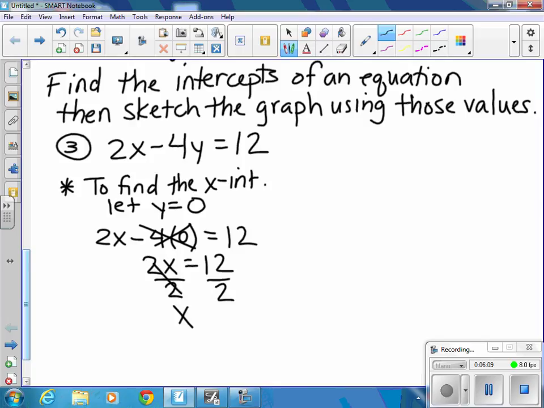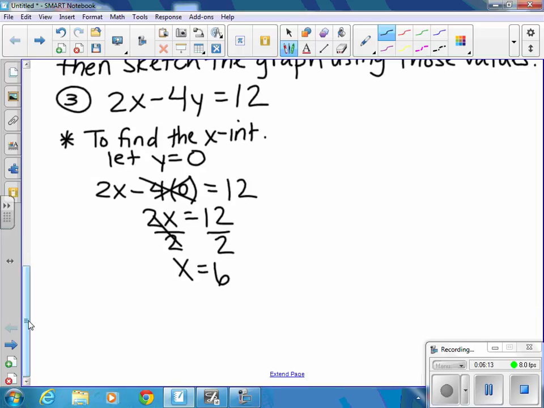Now it's going to say x equals 6, but we know you can't write x equals 6. You either have to write x-int equals 6, or at this point it's probably a lot quicker and easier to just write it as your ordered pair. Okay? Your x value is 6. The y value that you plugged in was 0 back up at the beginning. All right, so to do the y-intercept, we're going to do the reverse.